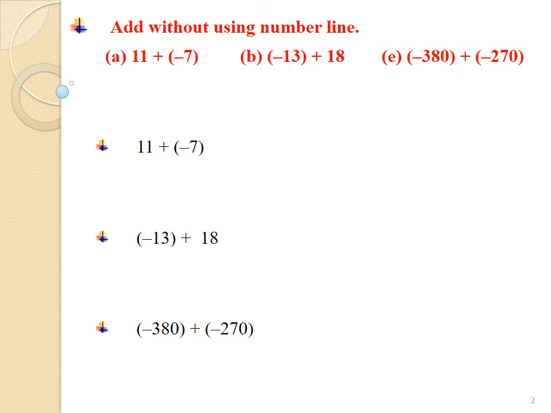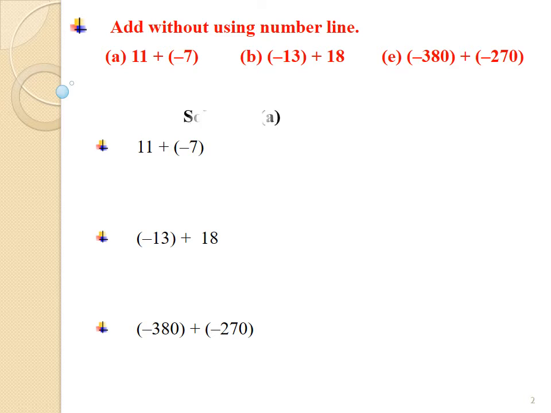Students, absolute value means to remove any negative sign of a number and make the number positive. For example, the absolute value of 19 is 19 and of minus 9 is 9. So now let us solve question number 3.